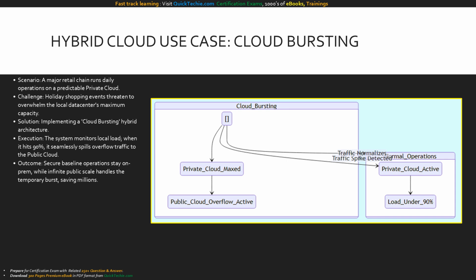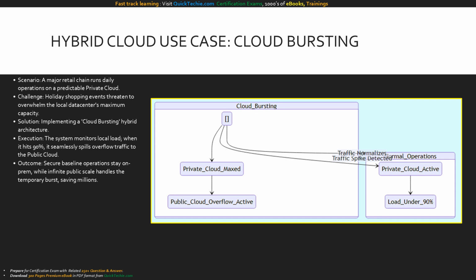The scenario is that this retailer runs their steady, day-to-day operations on a private cloud. They know exactly how much compute they need for 10 months of the year, so it's cost-effective to run it locally. The challenge: holiday shopping events. A massive sale will completely overwhelm their local data center, and buying new servers for a 2-week event makes no financial sense. The solution is to architect a hybrid cloud bursting mechanism.